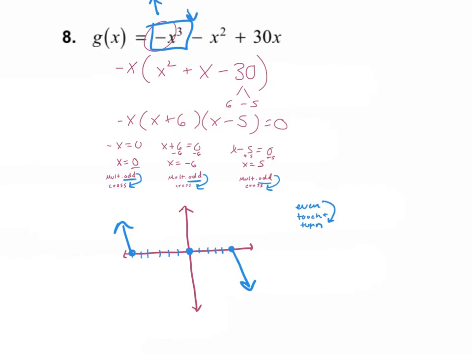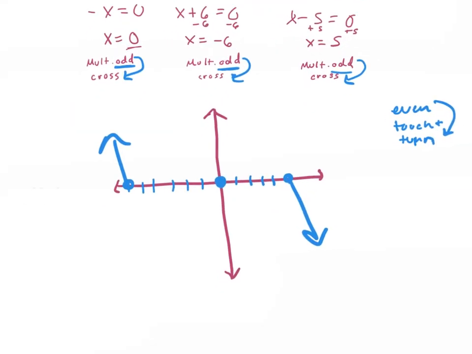Alright, and now we look at our multiplicity. So at -6, we cross the x-axis, so we're going to cross the x-axis. Then we make our way to 0. Do we touch and turn at 0 or cross? Cross, so we're going to go through. And then at 5, do we touch and turn or do we cross? We cross the x-axis again. So this is our graph.